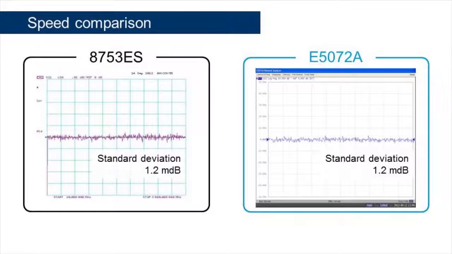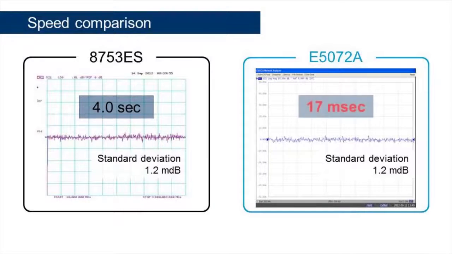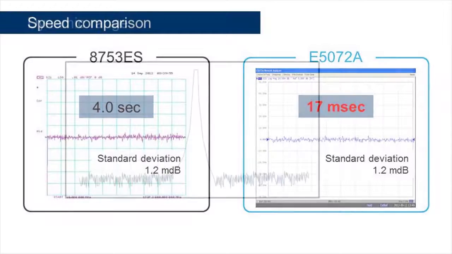The next benchmark is showing the speed comparison of S21 measurements. The standard deviation of each trace is about 1.2 mdB by both instruments. While it takes about 4 seconds with the 8753, you can complete the same sweep within 20 milliseconds with the E5072A. This is an improvement in speed by more than 90%. You can improve test throughput with the super fast sweep of the ENA series.